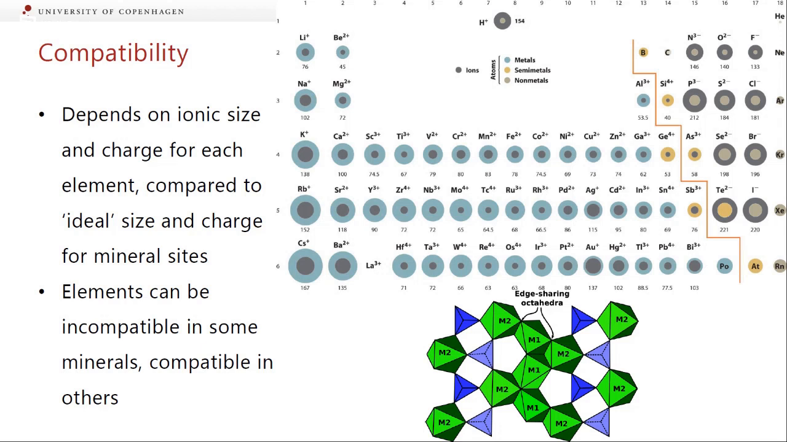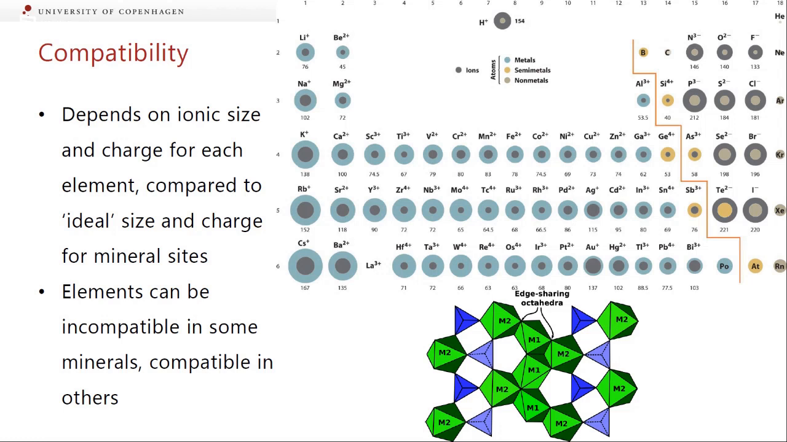Okay, the concept of compatibility. Now we talked about this specifically with trace elements, but it also applies to major elements. Whether an element is compatible or incompatible depends on the ionic size and charge of that element compared to the ideal charge and size of a site in a mineral. So here's an example from olivine. It's got these M1 and M2 sites that are almost the same size, and they basically want 2+ cations that are, I think it was something around 0.7 angstroms. So this is 10 to the minus 10 meters.